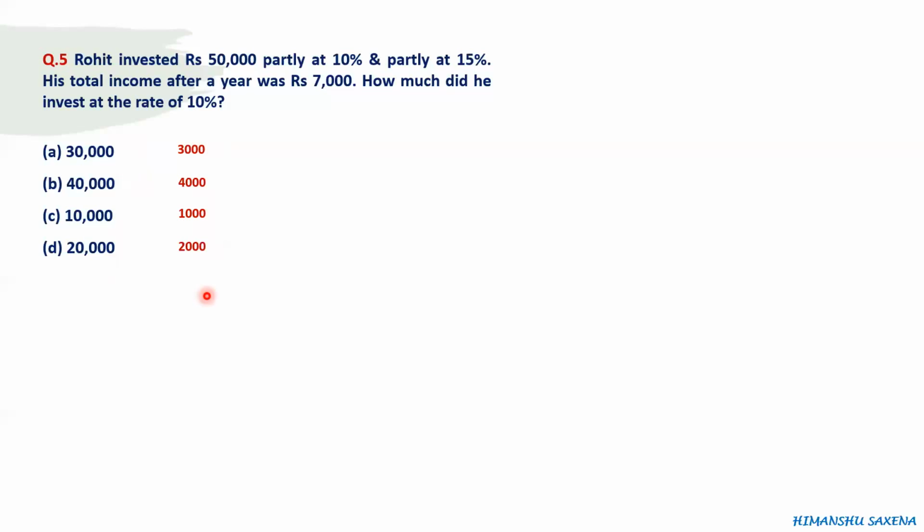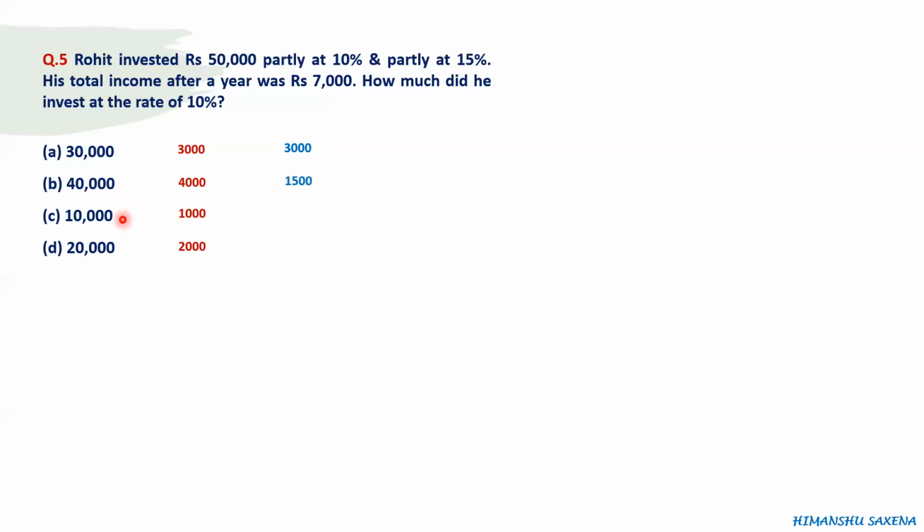Now the remaining amount is invested at 15%, which means out of 50,000, 30,000 is invested at 10%, and the remaining 20,000 is invested at 15%. So if you calculate 15% of 20,000, it is 3,000 rupees, right? Calculating 15% of these numbers is also not a tough job. Here the remaining amount is 10,000, since 50 minus 40 is 10,000. So 15% of 10,000 would be 1,500 rupees.